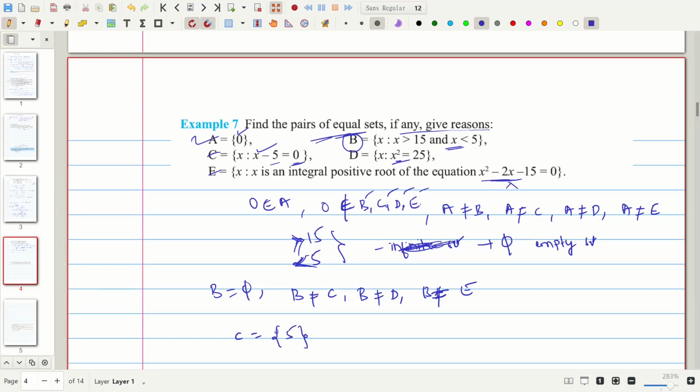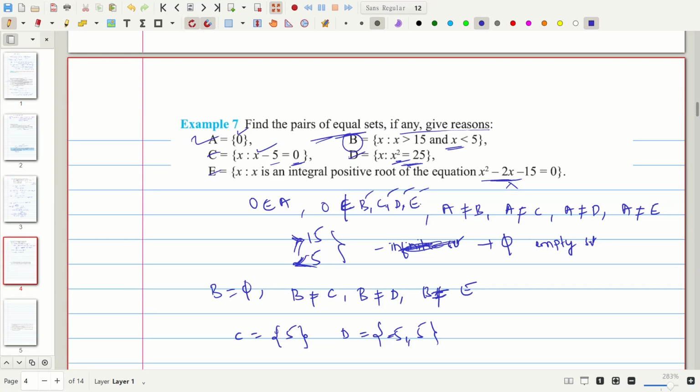The value of C is 5. And what is the value of D? If we put the values minus 5 and 5, this equation will be satisfied. Here no particular condition is given whether x belongs to natural numbers or integers. Definitely it may be an integer, so we can take minus 5 and 5.